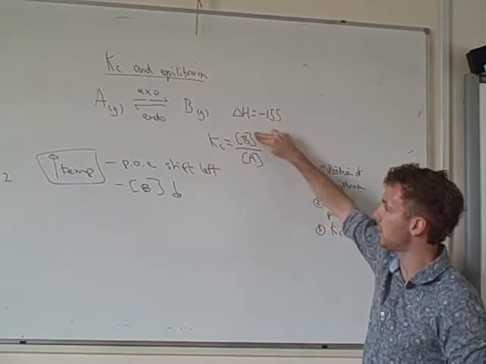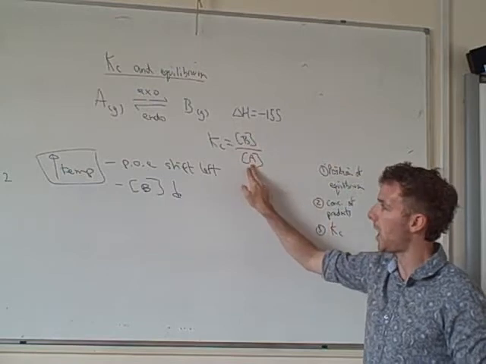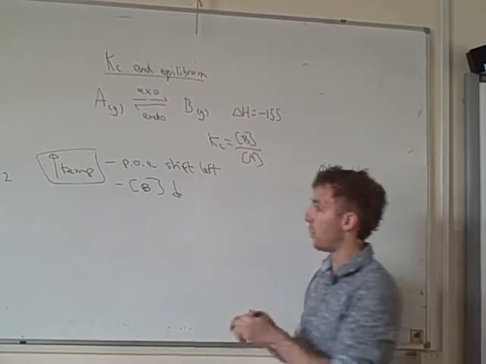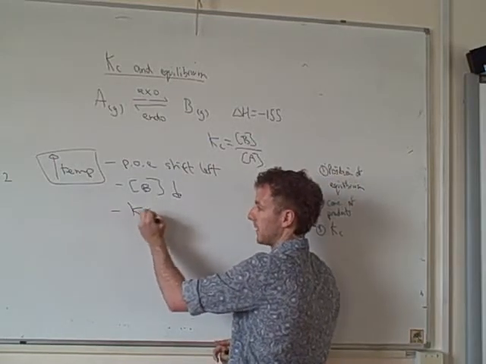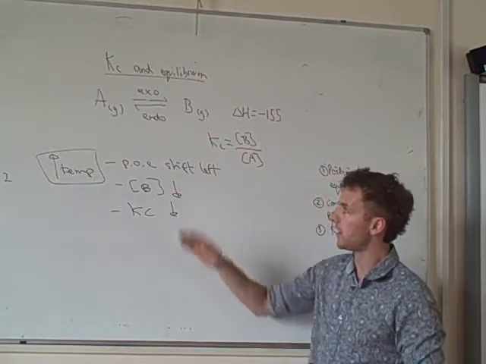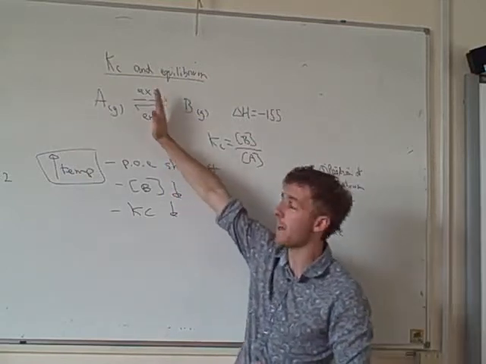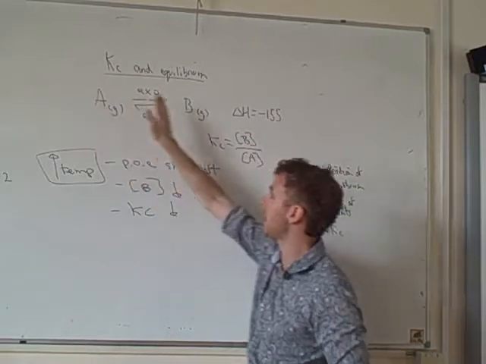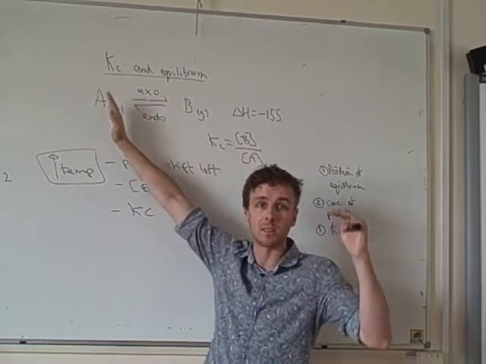Well, if I'm making this number smaller and this number higher, that's going to make the answer a lot smaller. So basically what was going to happen to Kc is Kc is also going to decrease. And there's actually an easy way to remember this. If ever your position of equilibrium shifts to the left, you're going to be making less products. So your Kc is going to be lower.